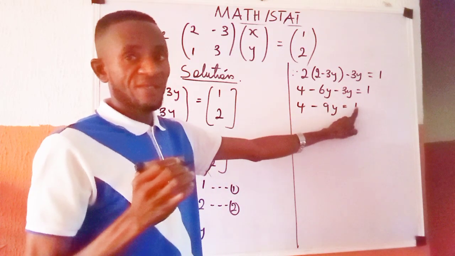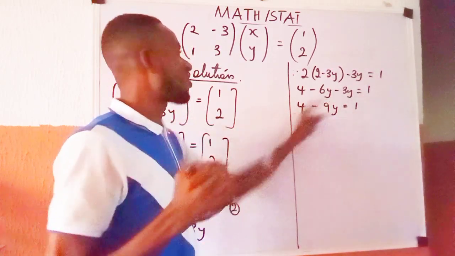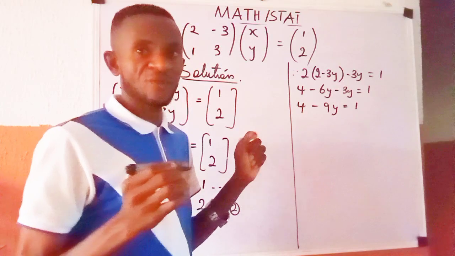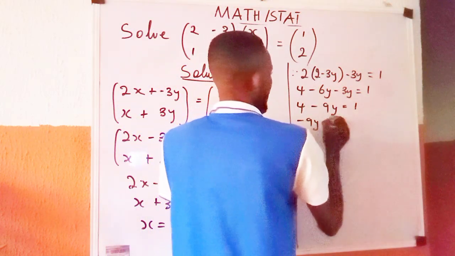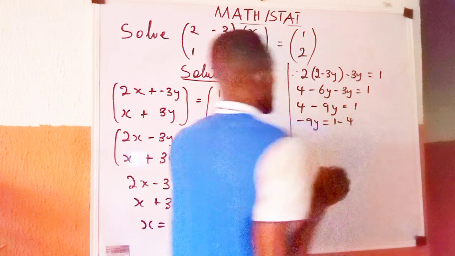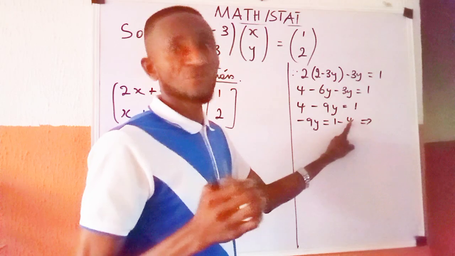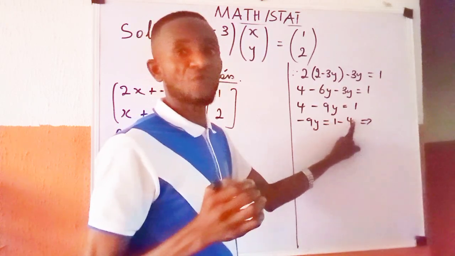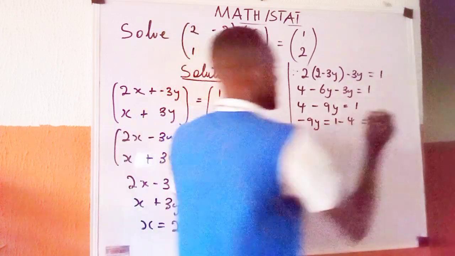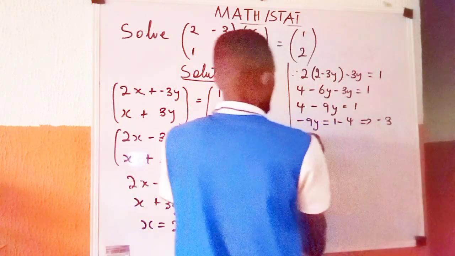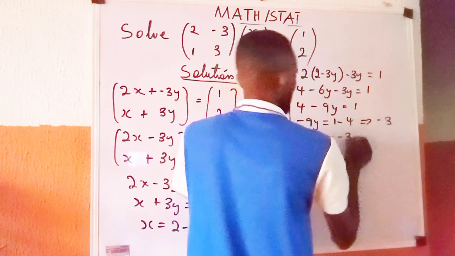So collecting them together means taking this 4 to go over there to meet 1. And when 4 is going over there, it takes the value of minus sign. So what I now have is minus 9y is equal to 1 minus 4. And of course, this implies that 1 minus 4 means you are having 1, but you are owing 4. So when you pay the 1 you are having, then you'll be owing 3. So this implies minus 3. So I will say therefore, minus 9y equals minus 3.